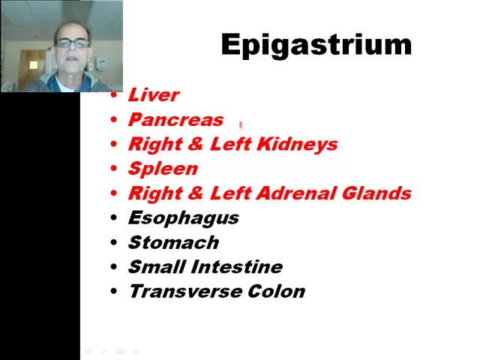The right and left adrenal glands, you can scan and you can see them, but it is in general not a very common protocol. Diseases of the adrenal gland in general are diagnosed by laboratory examination, but sometimes you can find a cyst or tumors in the adrenal glands. The esophagus, stomach, small intestine and transverse colon are organs that, even though they have part in the epigastrium, are in general not good for ultrasound.